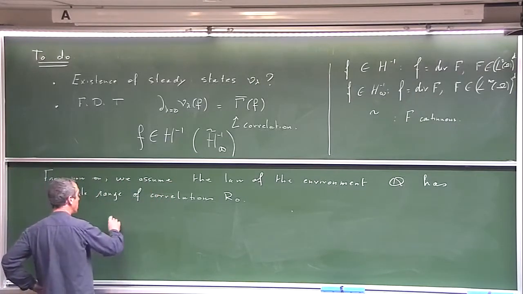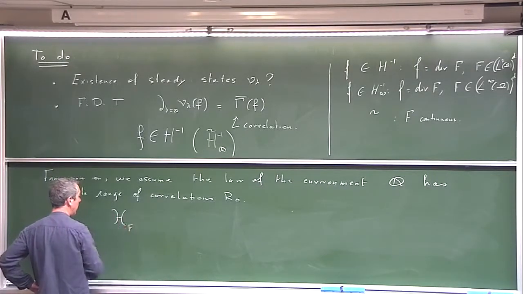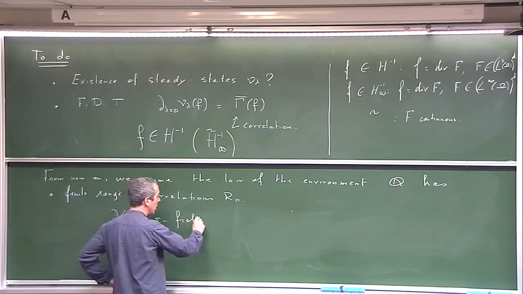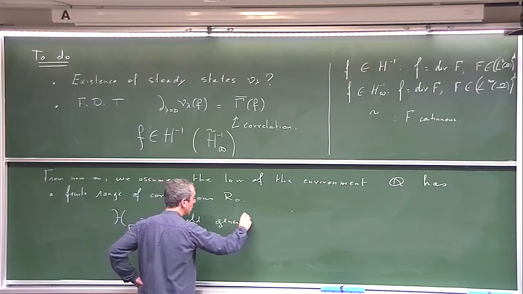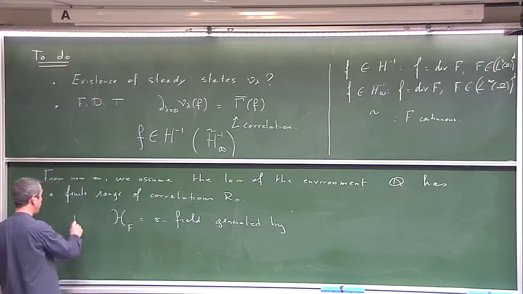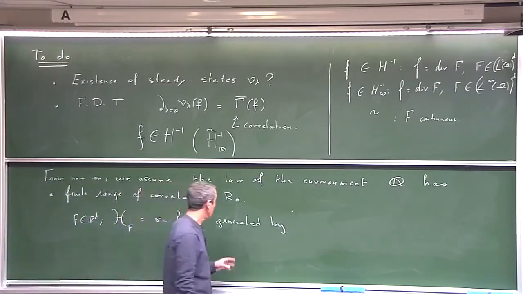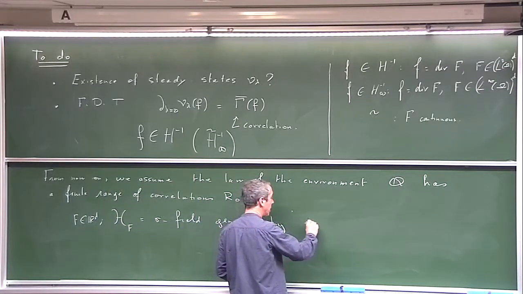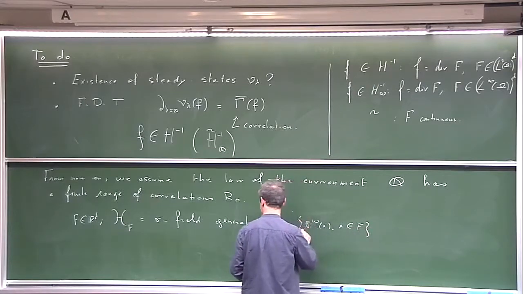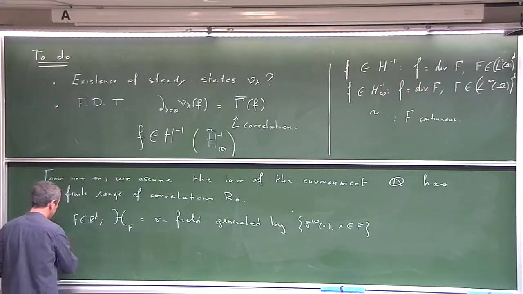So this means the following thing. Let's write H_F for the sigma field generated by the environment in a certain set F, where F is a subset of R^d. So it is generated by the random variables sigma omega of x, where x is in F. And by finite range of correlation, I mean the following.